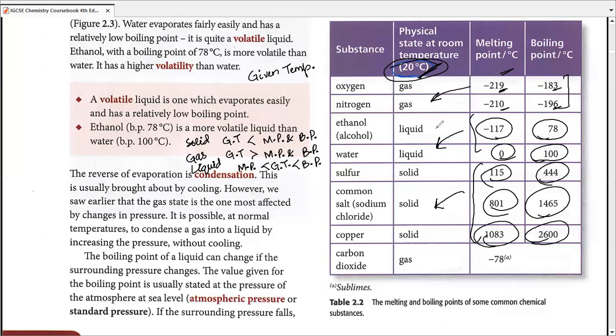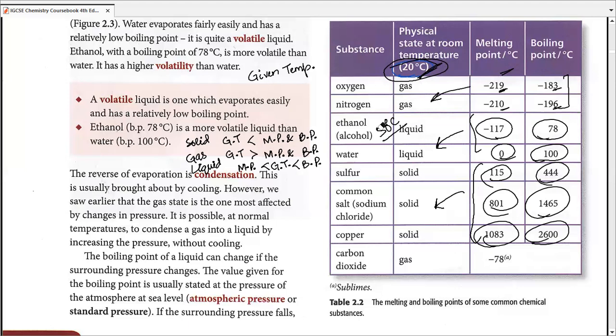Another case, for ethanol, the alcohol. 20 degrees centigrade is definitely a bigger number than minus 117. It's actually a bigger number than any of the negative numbers, right? But it is smaller than 78, which is the boiling point. So it stays right in between the melting and the boiling point, so it's a liquid. Even if I change this value for ethanol, for example, to 50 degrees centigrade, 50 is still greater than minus 117 and still smaller than 78. It would still be a liquid.